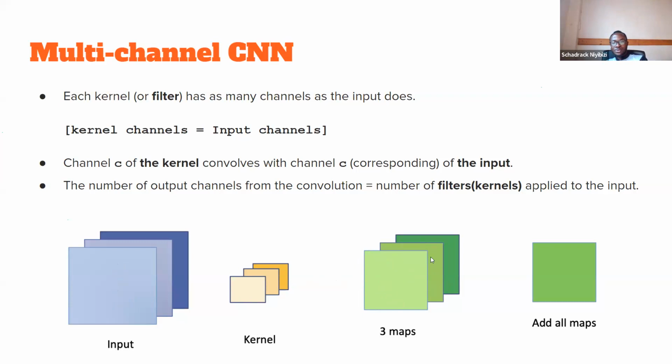Then after that, we need to do summation for those 3 different feature maps so that we can have the final output, which corresponds to the one output channel, or what we call the filter channels.